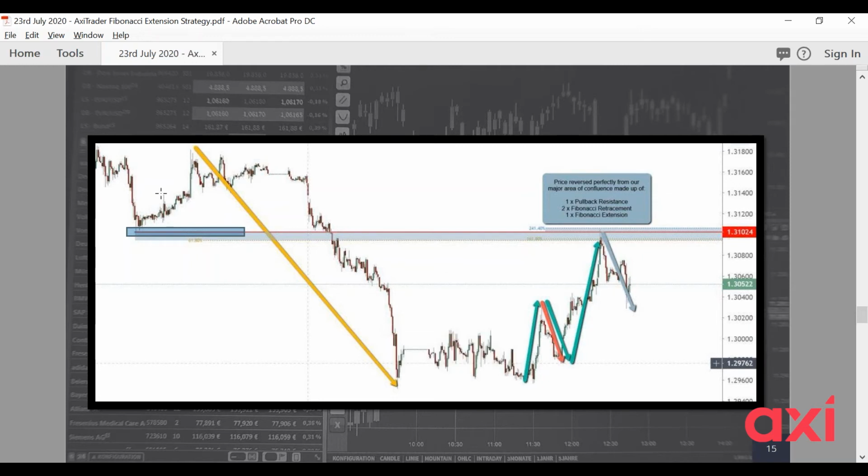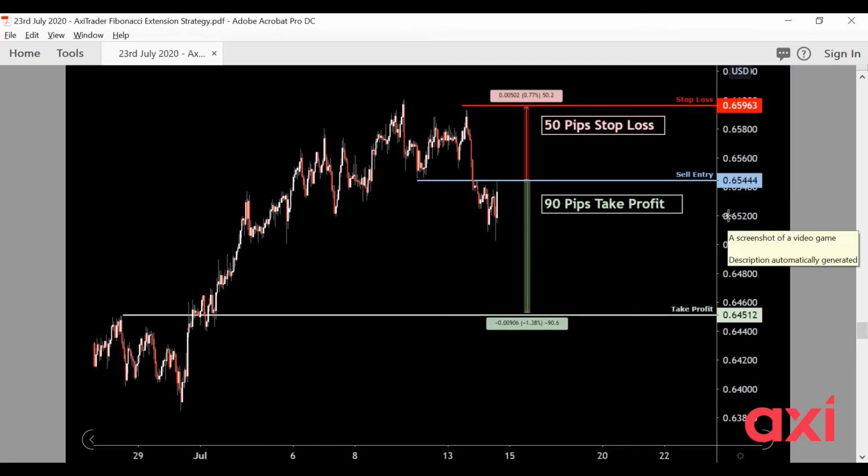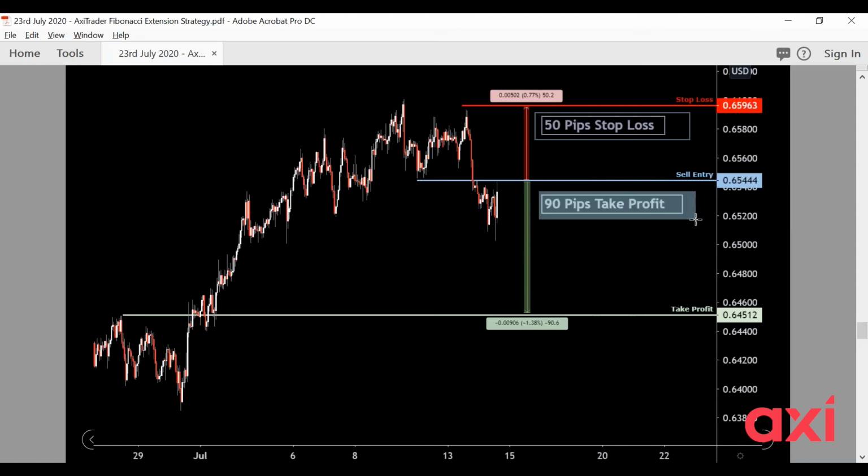But before I explain a little more of my trading strategy, I want to ask those who attended my webinar last week, you can go through this exercise again. I won't take too much time on it, but I want to ensure everyone here has an understanding of how a trading strategy works. This is the first setup: 50 pips stop loss and 90 pip take profit.